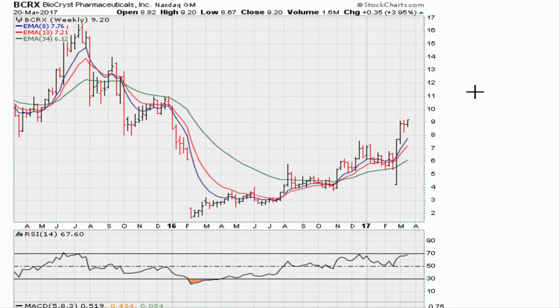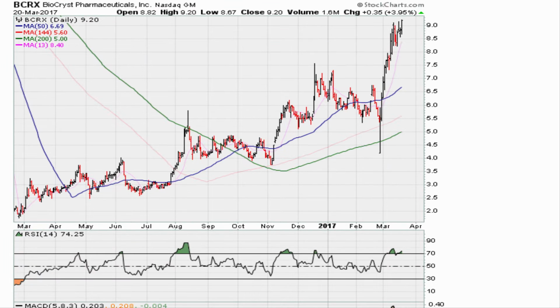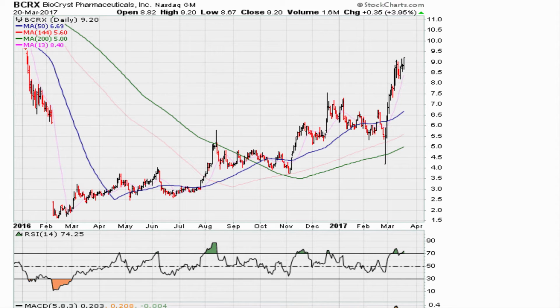If you take a look at this from a weekly view, you can see there was a huge gap down here, and subsequently though we see this nice gradual recovery. If you take a look at the daily now, the daily shows the same type of situation here where we have a huge gap down on the daily, and ultimately we start building, and here we are at much higher price levels. So where do these lows come from?